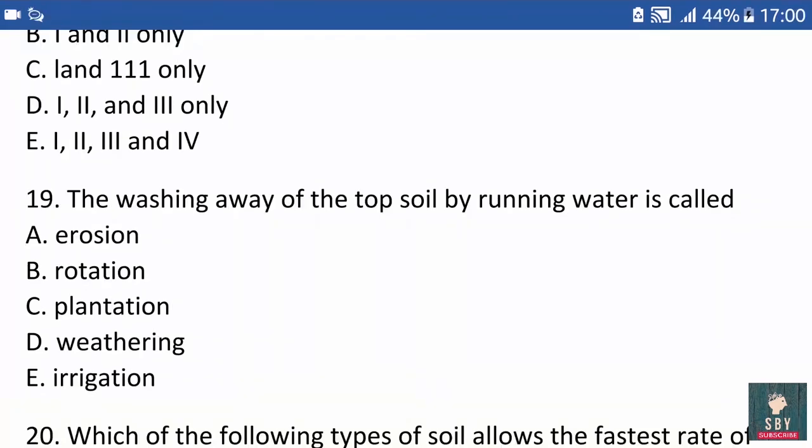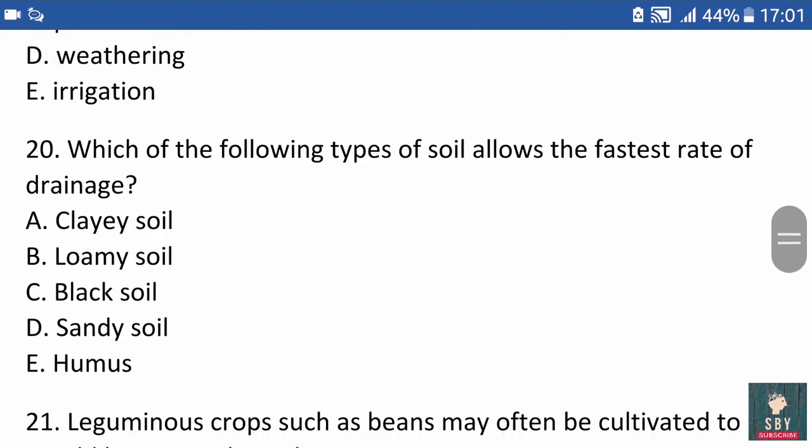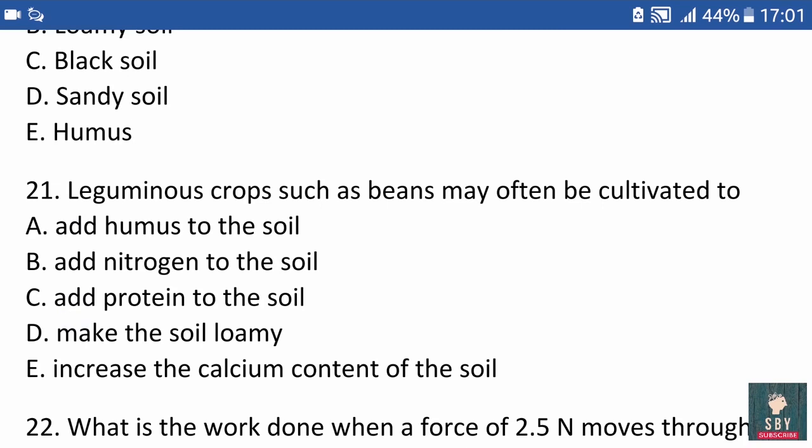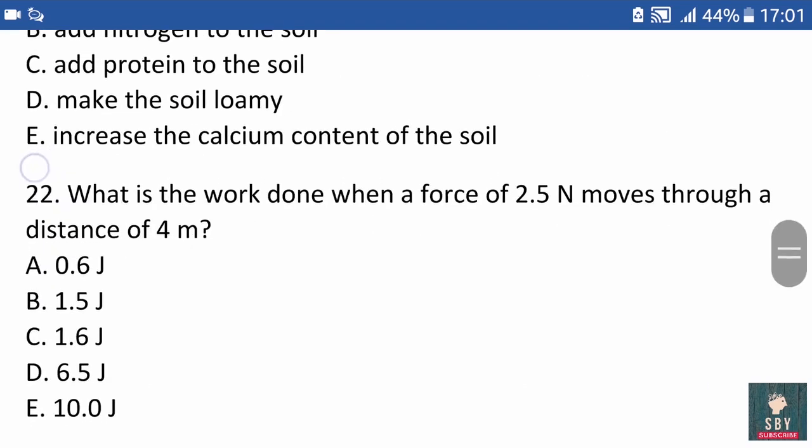So 19, the washing away of the topsoil by running water is called. Now, this question is dealing with soil, so you should take note of questions on soil as well. Question 20. Which of the following types of soil allows the fastest rate of drainage? This one is also on soil. Leguminous crops such as beans may often be cultivated too. So this question is also on farming system, which is especially crop rotation. So focus on that as well.